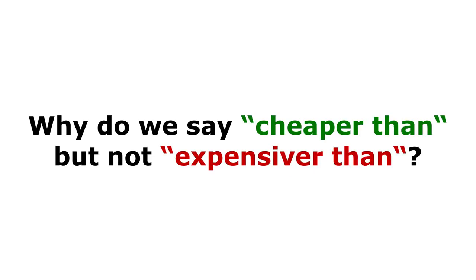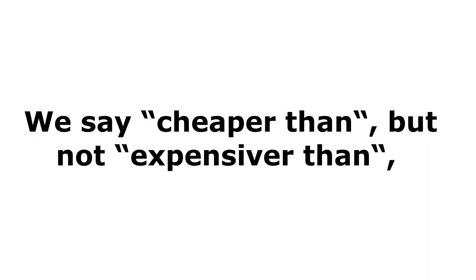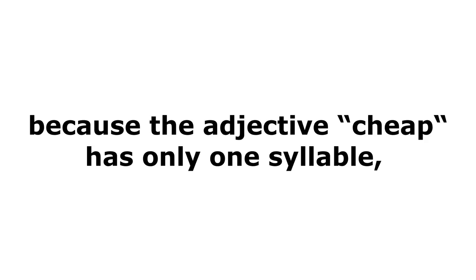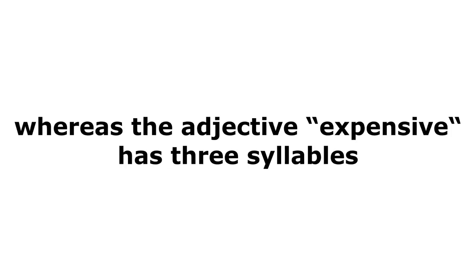Why do we say cheaper than but not expensiver than? We say cheaper than but not expensiver than because the adjective cheap has only one syllable, whereas the adjective expensive has 3 syllables.